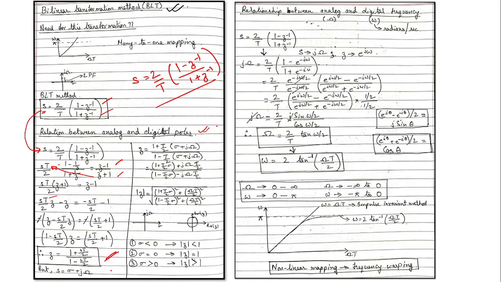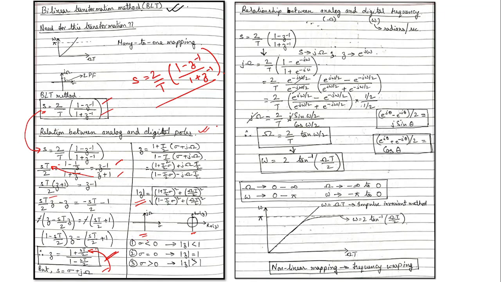Now over here we know that s is equal to sigma plus j omega. We will put this into this equation, and from there we will find out the modulus of z. When we have this modulus of z, we again have three conditions. We have the s plane and the z plane. Now we have to see the locations of the poles, where they are being put.